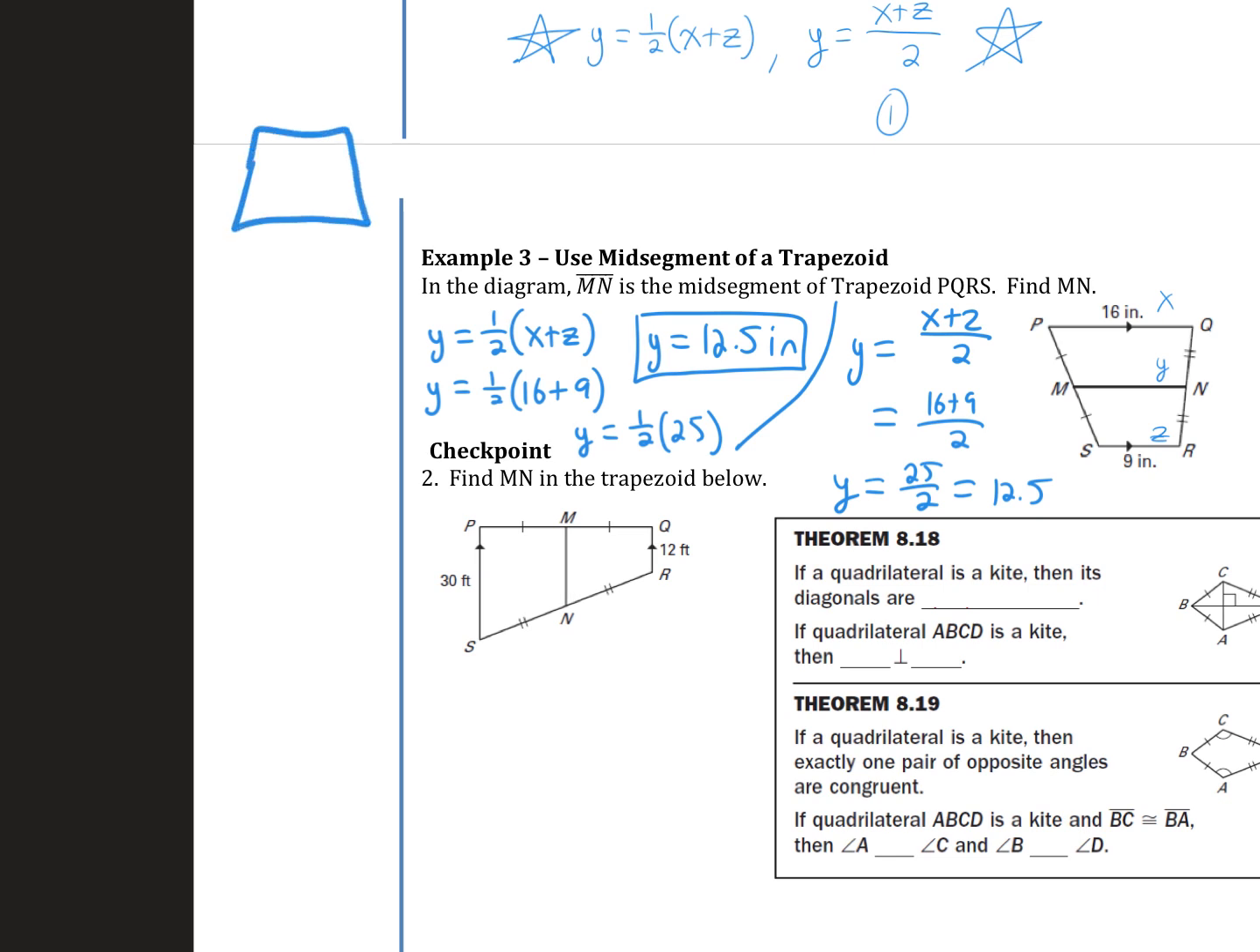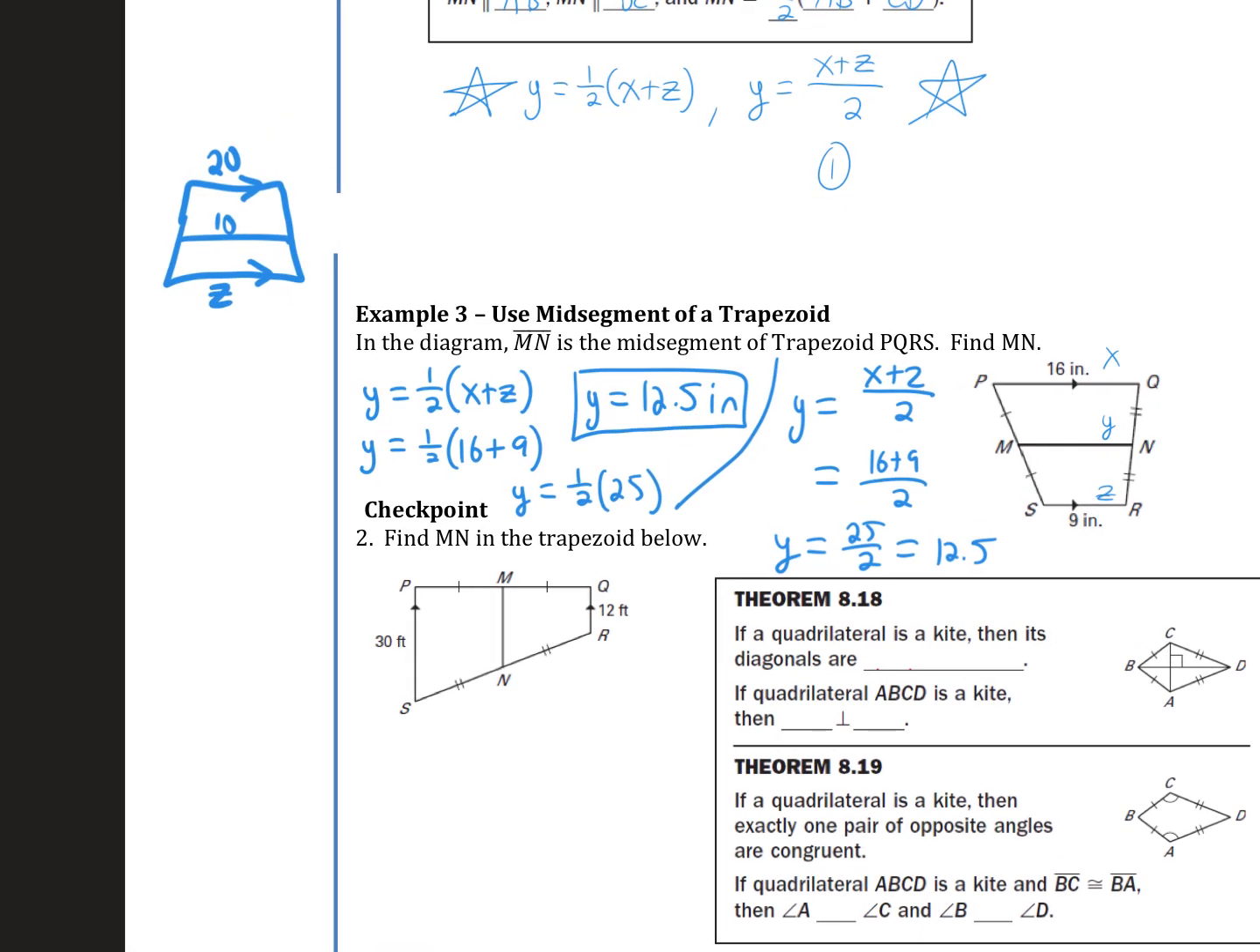Here's a new trapezoid. We're going to say that the mid-segment is 10. One of the bases is 20. And we're going to say we're looking for z, okay? Why don't you guys pause the video so you can figure out what we're trying to do here, and go ahead and see how you do.